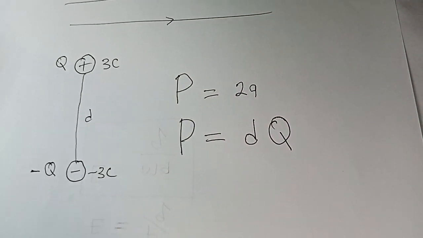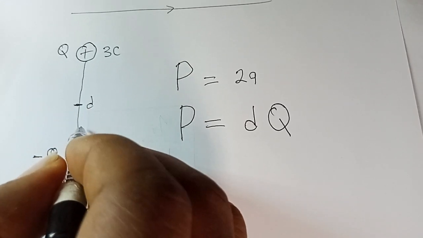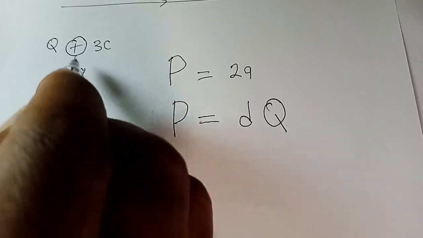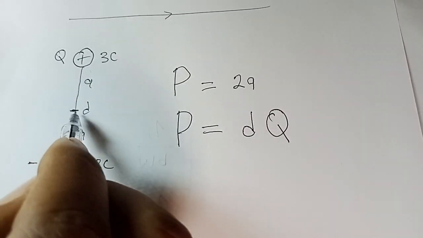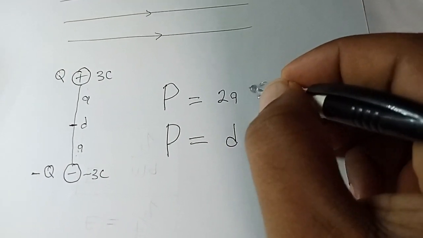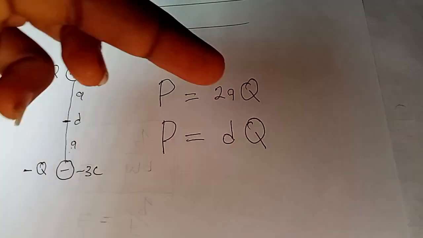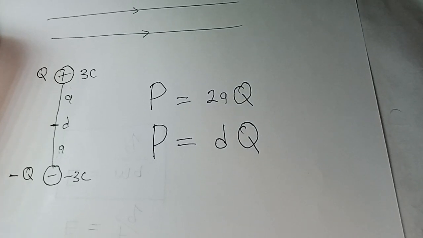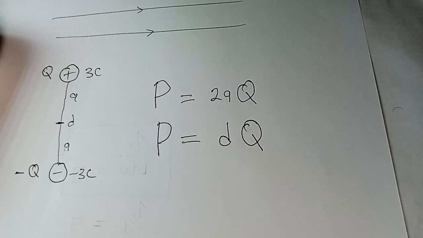But in so many books, they like dividing this distance into two smaller distances, A and A. If we join this A, we have 2A, and 2A is equal to D. So we could still write it this way, 2AQ. These two formulas mean the same thing. So this is what we call the dipole moment.